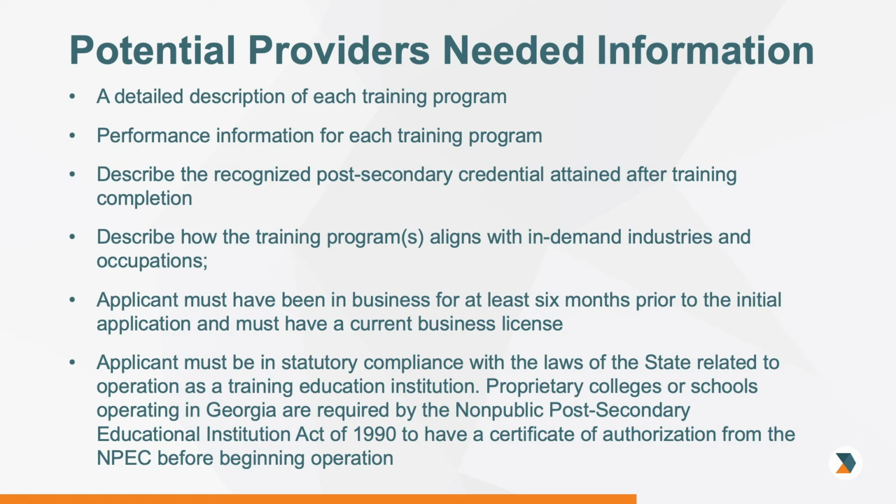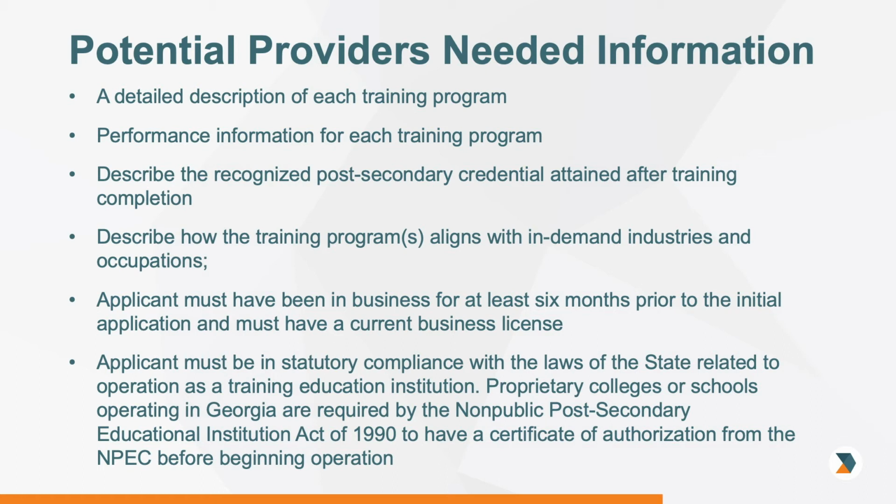Also, training providers must be in business for at least 6 months prior to the initial application and must have a current business license. They also must be in statutory compliance with the laws of the state related to operating as a training education institution. Proprietary colleges and schools operating in Georgia are required to be approved by the Georgia Non-Public Post-Secondary Education Commission.